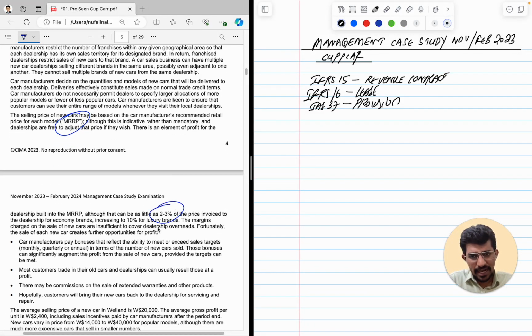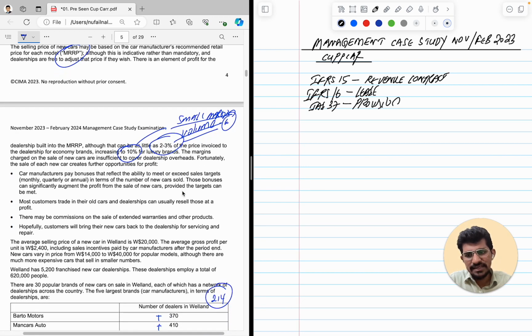And one more thing, the margin is 2 to 3% for a normal car and you can keep a 10% margin for a luxury car. So the biggest problem is that it's a small margin. So students, since the margin is very small, the solution is that you have to increase the volume. Volume needs to be increased when the margin is very low. Keep that in mind as well.